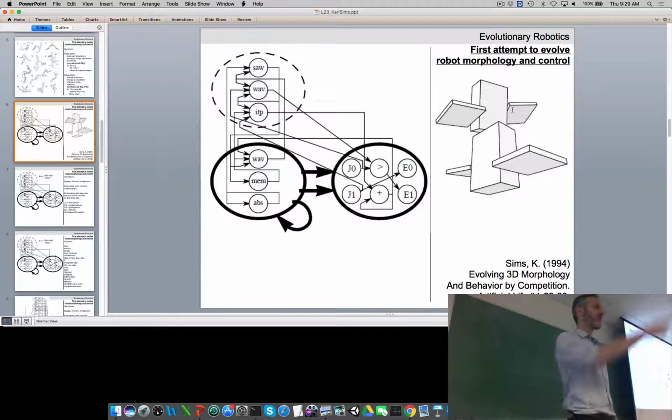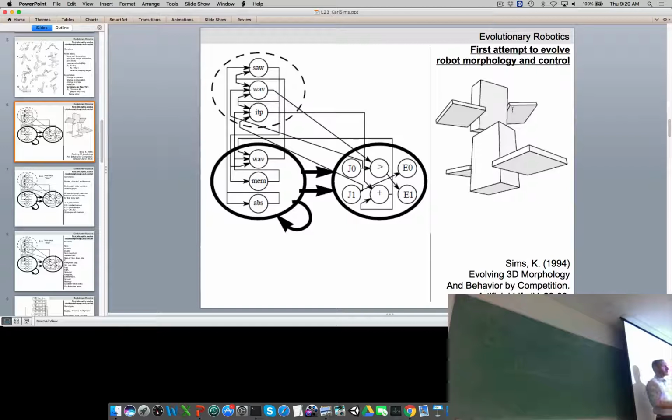All the small neurons, all the small circles here, and all the thin edges, that's all the neural network. The small circles are neurons, and the thin arrows are synapses. So this is all neural network material. What we're trying to figure out is, what does this represent? Is that a CPG? Not quite a CPG. I think it's a hidden neuron. It's not hidden neurons.